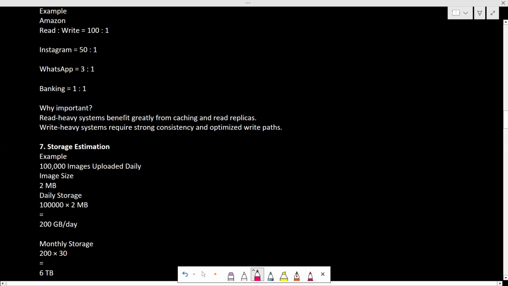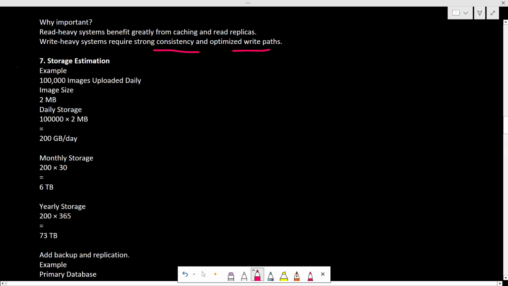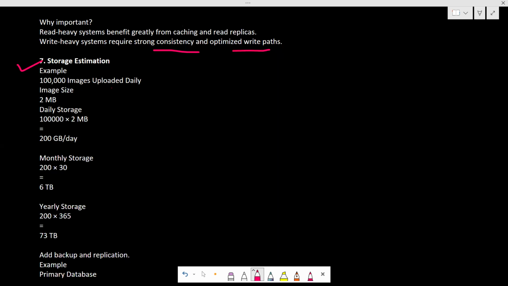Okay, so read heavy systems benefit greatly from caching and read replicas, and write heavy systems require strong consistency and optimized write paths. Now, storage estimation. Suppose users upload 1 lakh images every day. Each image size is 2 MB. So daily storage becomes 1 lakh multiplied by 2 MB, which is approximately 200 GB per day. So monthly storage becomes approximately 200 multiplied by 30, which is 6 TB.